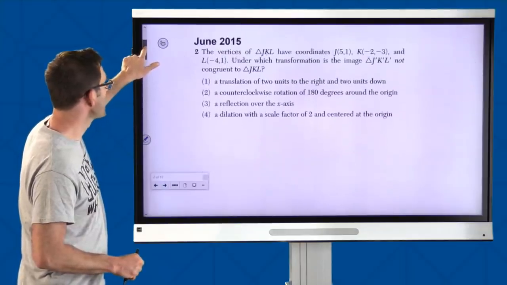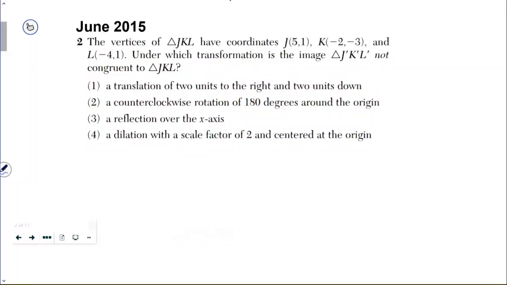Our first problem of the review, June 2015. The vertices of triangle JKL have coordinates 5, 1 at J, K at -2, -3, and L at -4, 1. Under which transformation is the image triangle J', K', L' not congruent to triangle JKL?